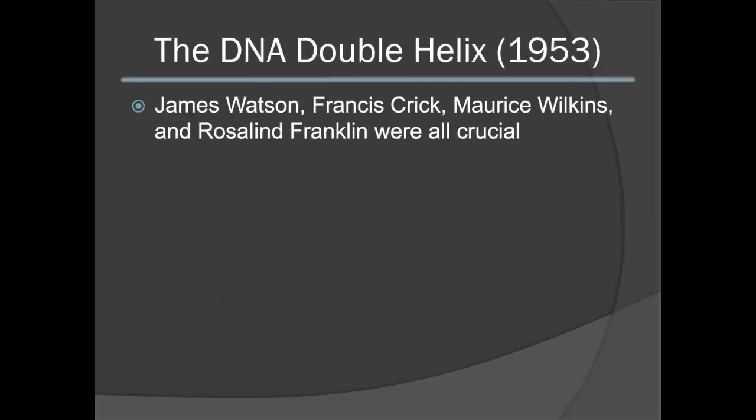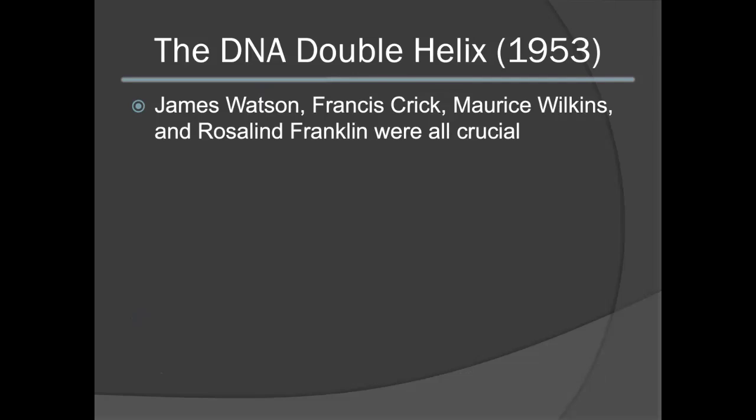There were many important scientists also studying the structure of the DNA. This included James Watson, Francis Crick, Maurice Wilkins, as well as Rosalind Franklin, and all of their findings were crucial in determining what the structure of DNA actually was. The first correct model, however, was proposed by Watson and Crick.